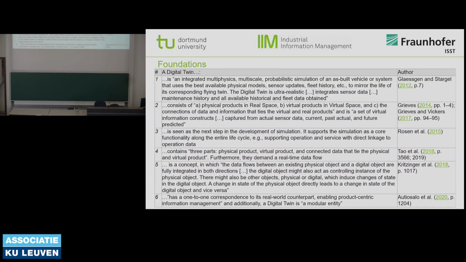To understand the concept a little more, I've brought you the 6 most used definitions of digital twins. As you can see, the first one is from NASA with the multi-physics simulation. The second one is from Dr. Michael Grieves, who coined the term digital twin in the beginning of the 2000s. He says we have a physical product in our real space, we have a virtual product in the virtual space, and we have a bidirectional data linkage between both. And Rosen, as the third most used definition, says it's the next step of simulation. As you can see, they are quite similar, but not exactly the same.